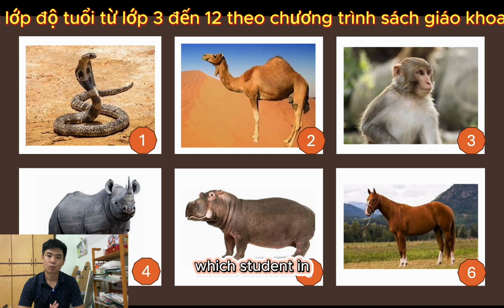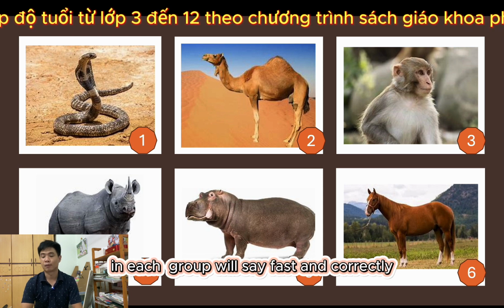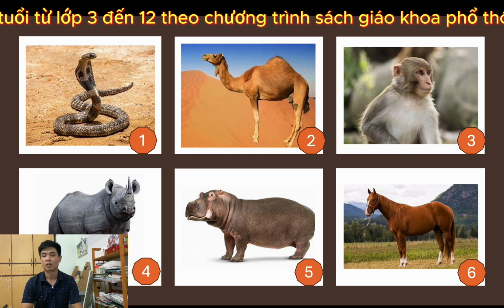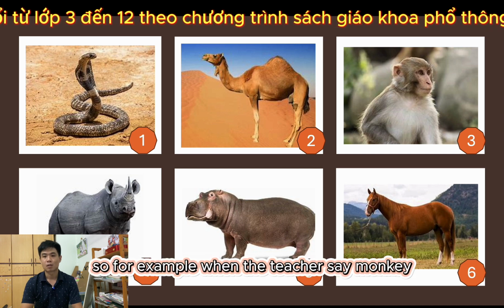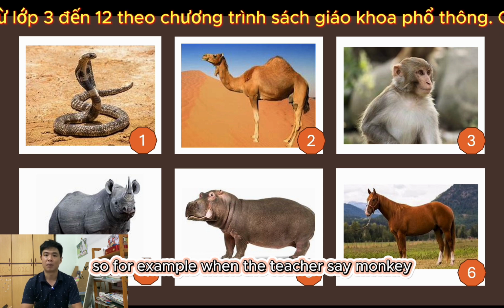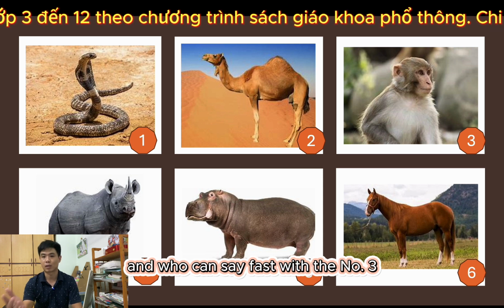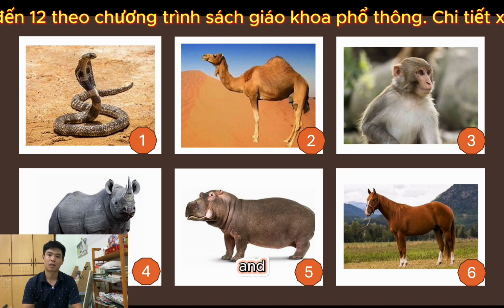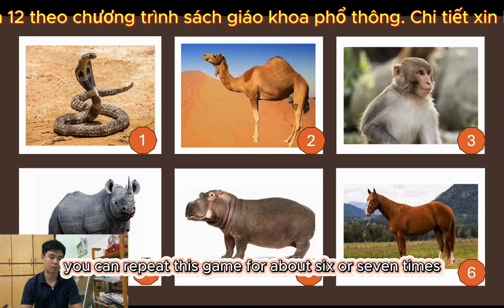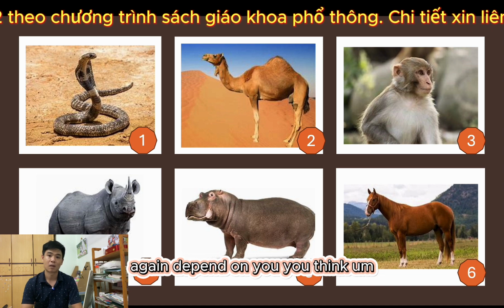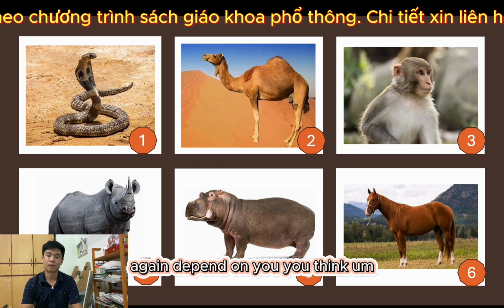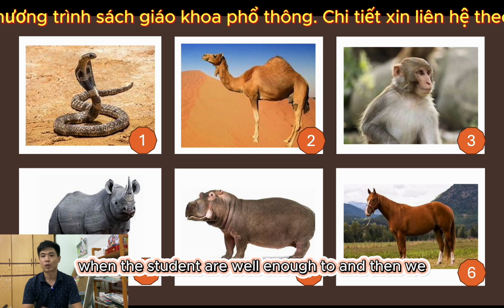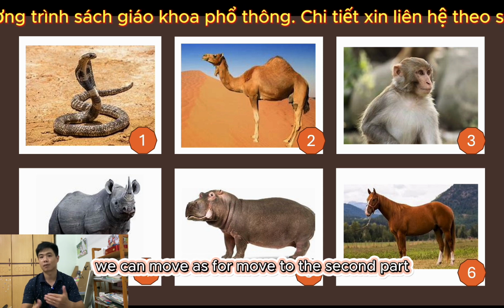Whichever student in each group says it fast and correctly can get a point for their group. For example, when the teacher says monkey, whoever can say the number 3 fast can get 1 point. And you can repeat this game about 6 or 7 times, depending on you, until you think the students are well enough, and then we can move to the second part.